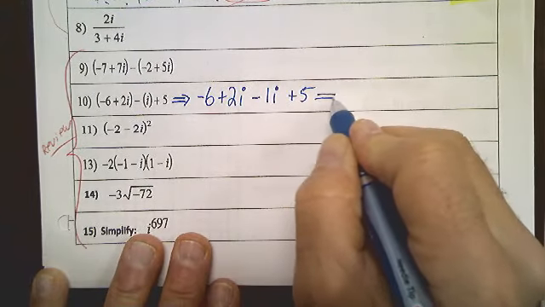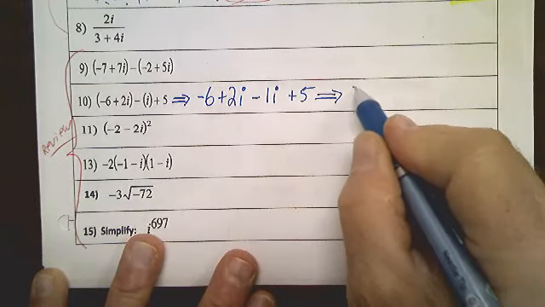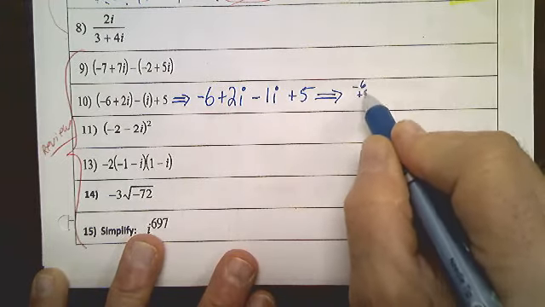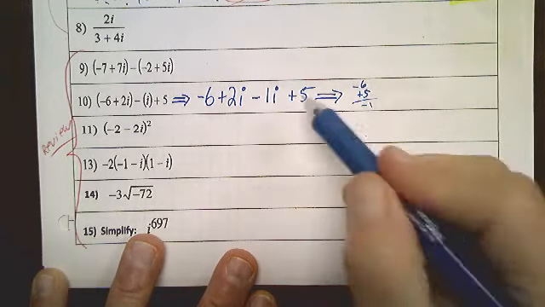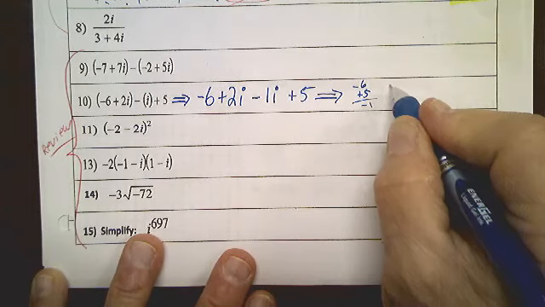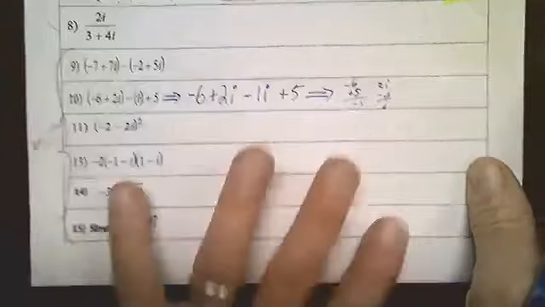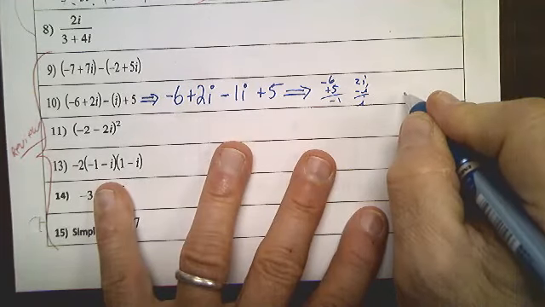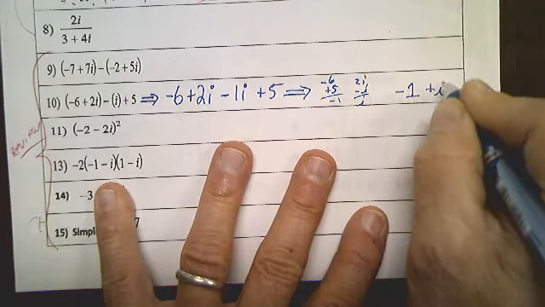Negative 6 plus 5 is negative 1. And 2i minus i is i. So I put my answer all together. I get negative 1 plus i.